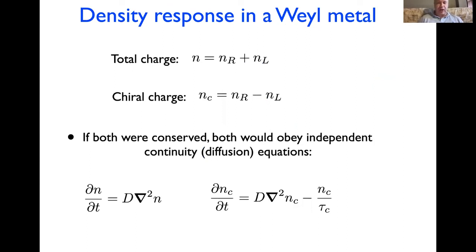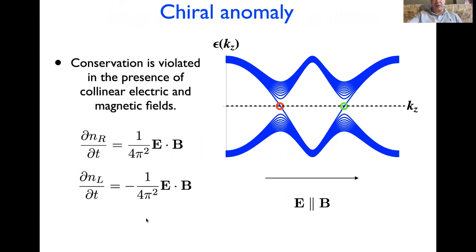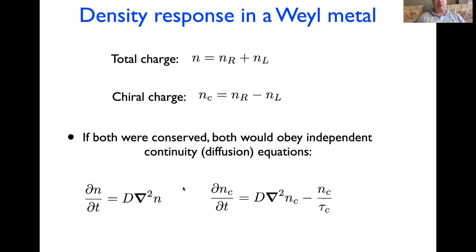Okay, and so it turns out that this non-conservation of the chiral charge actually leads to a number of observable phenomena. Okay, so let me describe them. So basically what this leads to is the modification of the density response of such a topological semimetal or a topological metal. So, as I mentioned, the basic property of a Weyl metal is that in addition to a total charge, I also have a conserved chiral charge, if I forget about the chiral anomaly for a second. Now, if both were conserved, then both should obey independent continuity equations, which are just diffusion equations, right? So this is the diffusion equation for the total electric charge. And this is the diffusion equation for the chiral charge.